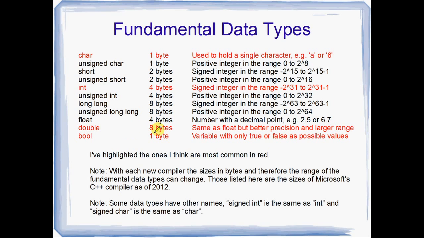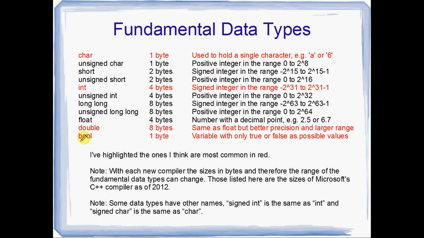Doubles are 8 bytes long, so they're twice the size of a float, and they can hold numbers with much better precision, so much smaller numbers, say 0.000001, or they can hold really large numbers. Yeah, because they're twice as big.